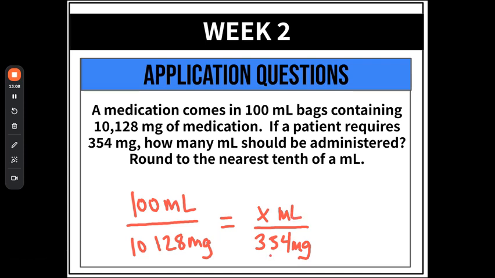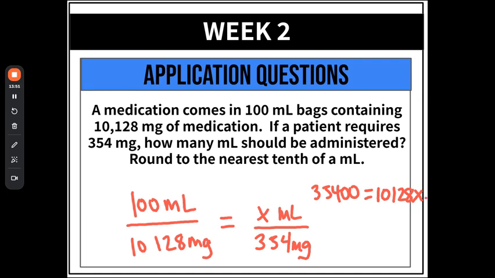All right. Just like in the previous problem, we're going to cross multiply. So I've got 354 times 100. I can add 2 zeros, and it's going to be 35,400. Cross multiply again, 10,128 times x. It's going to give me 10,128x. Perfect. Okay, now let's do some algebra and solve for x.